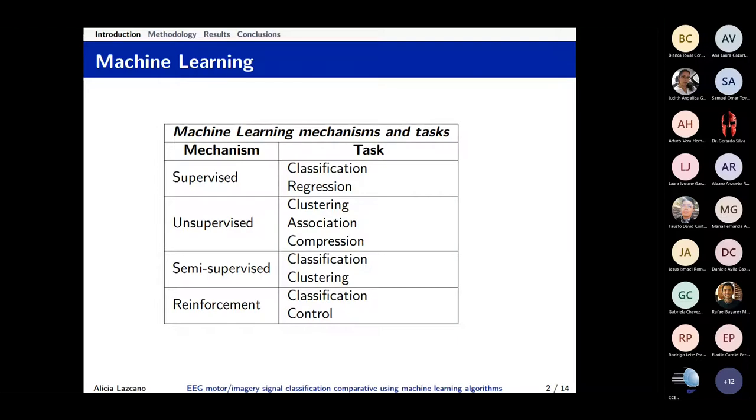Bayesian classifiers are a family of simple probabilistic classifiers based on applying Bayes' theorem with a strong independence assumption between features. That is the reason they are called naive.